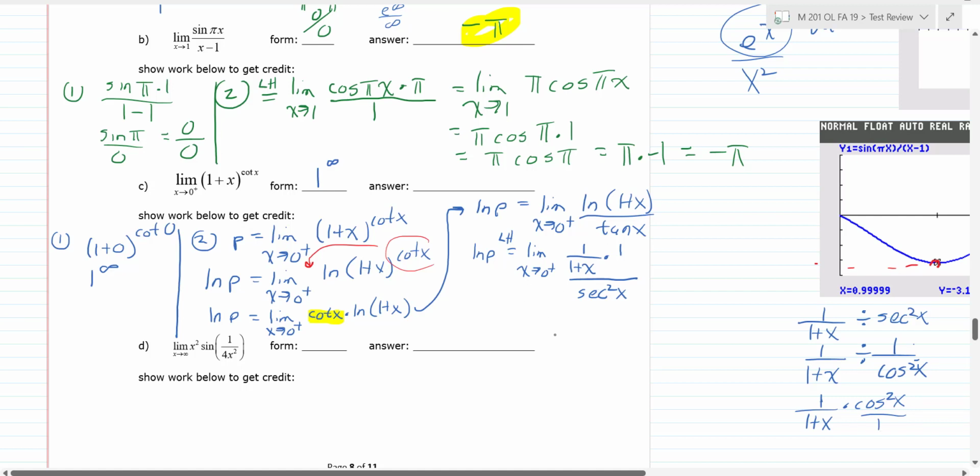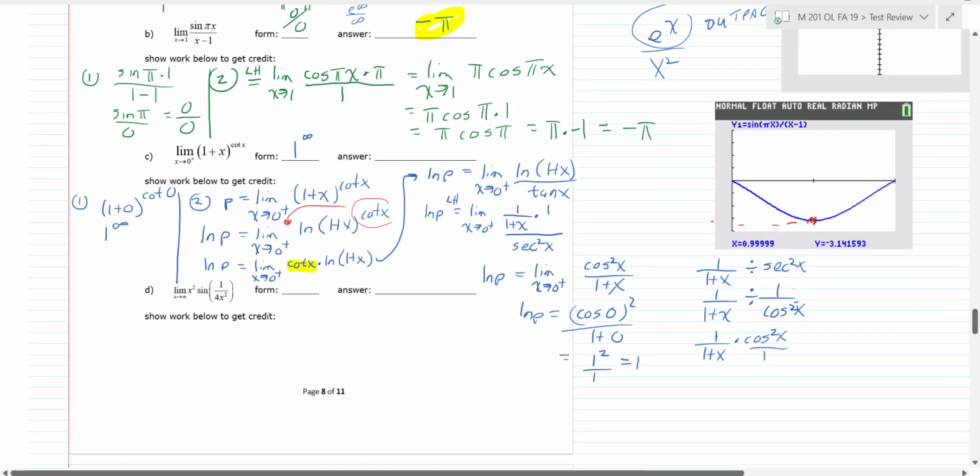Just do that on scratch paper, and we'll bring this down. So we have ln P equals the limit as x goes to 0 from the right of cosine squared x over 1 plus x. Let's just plug it in now and see what we get. ln P equals cosine of 0 squared over 1 plus 0. So we don't have a 0 over 0 form anymore, and the cosine of 0 is 1, so we get 1 squared over 1, so we get 1.